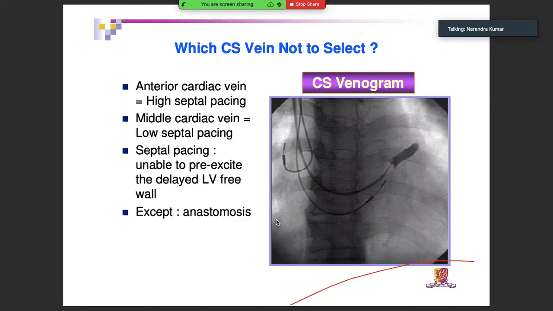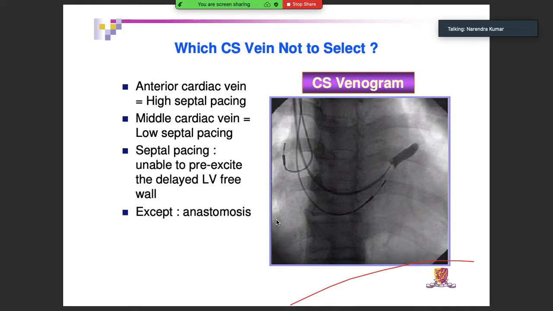Sometimes it's also important which CS vein not to be selected. If there is an anterior cardiac vein, for example, it gives high septal pacing, otherwise the middle cardiac vein, especially for low septal pacing, otherwise for septal pacing, of course, if you are unable to pre-excite the delayed LV free wall. And yes, one of the exceptions for such kind of cases is anastomosis.